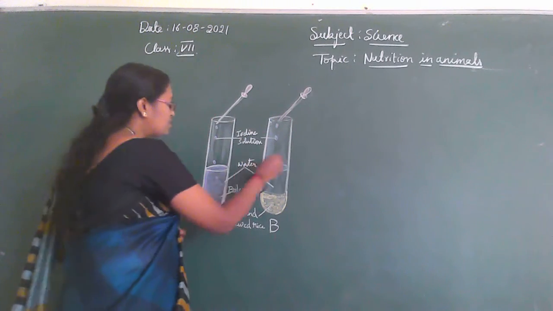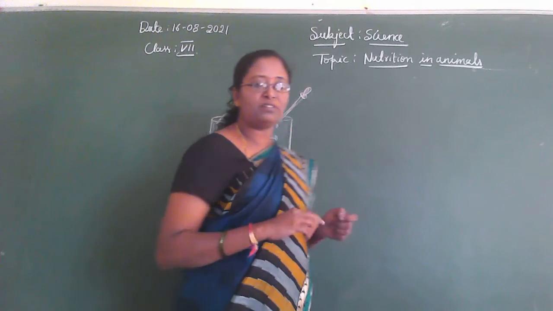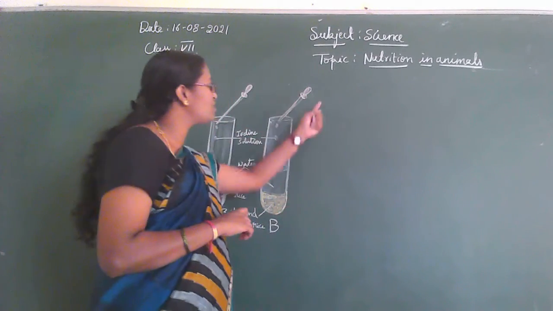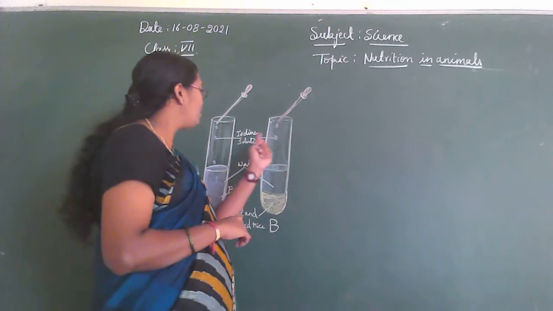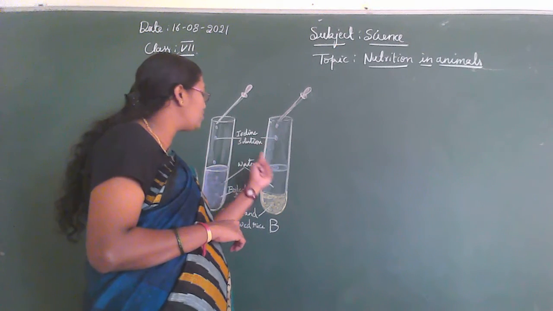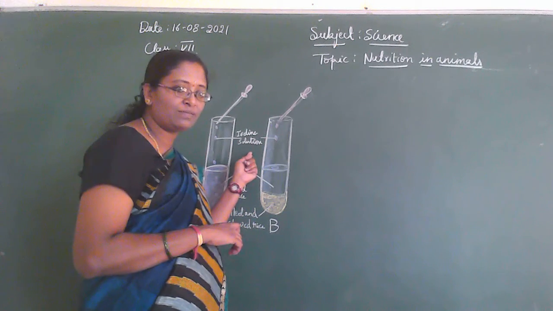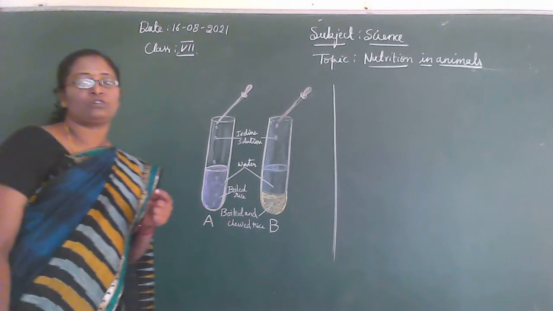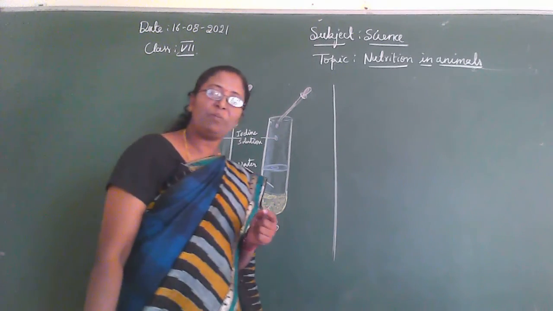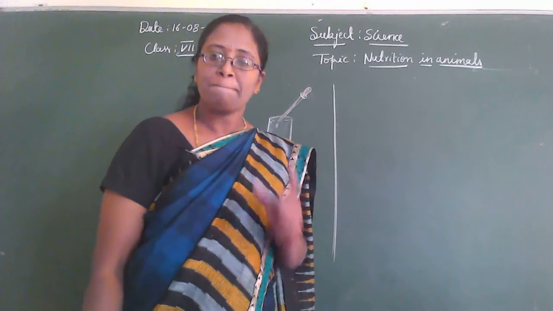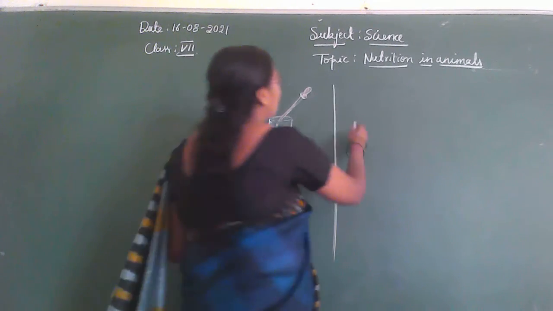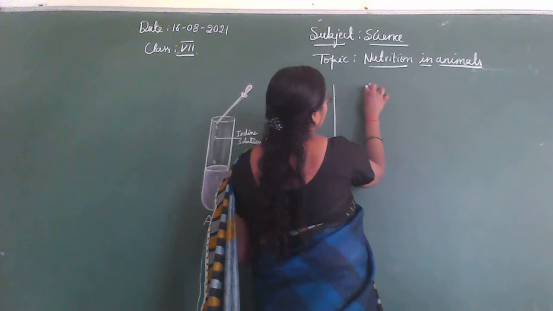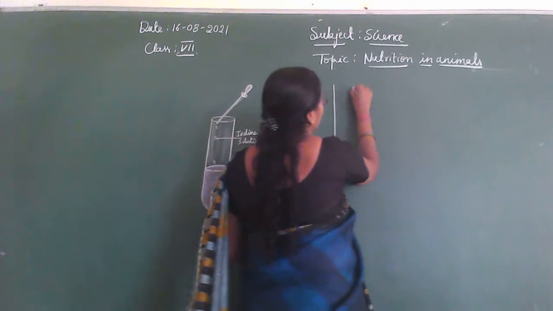I have told you, this is the test tube, this is the dropper. Isn't it, children? You know about this? Using this dropper, we add the iodine solution. So we should know about the materials used, or the equipment we use in the experiment. Okay, so we will move to the next. So that is about the tongue.